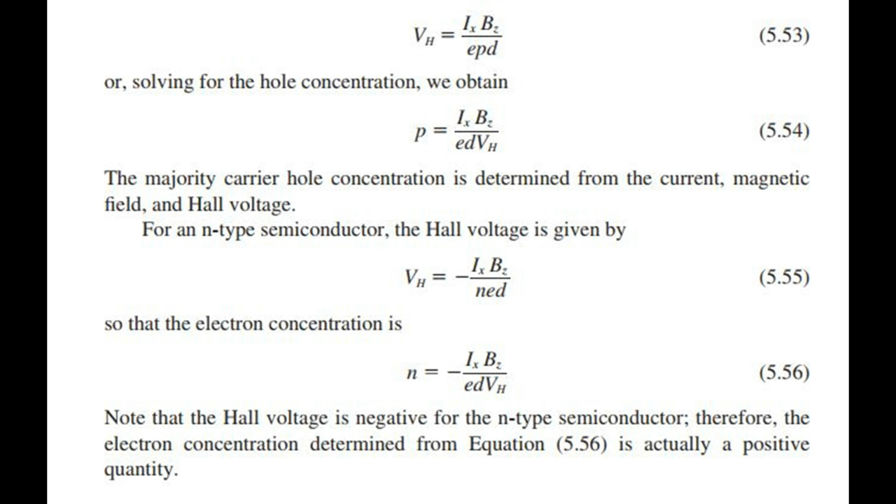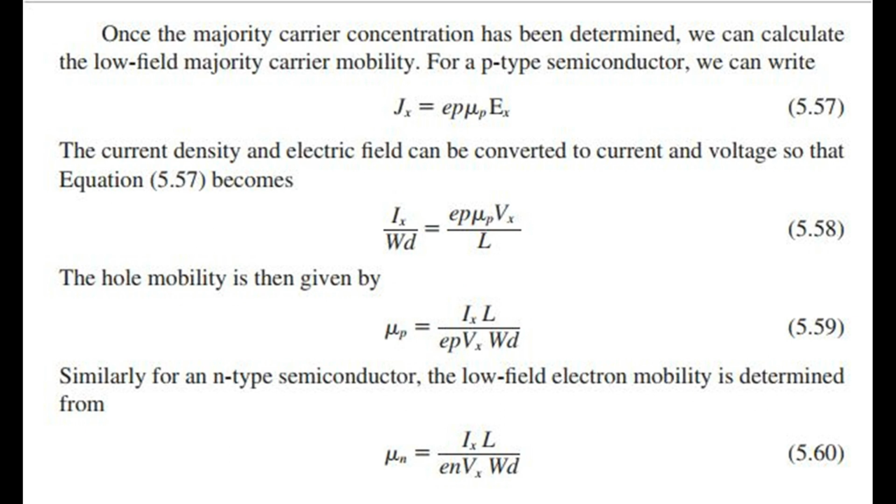actually a positive quantity. Once the majority carrier concentration has been determined, we can calculate the low field majority carrier mobility. For a p-type semiconductor, we can write. The current density and electric field can be converted to current and voltage so that equation 5.57 becomes. The hole mobility is then given by. Similarly, for an n-type semiconductor, the low field electron mobility is determined from.